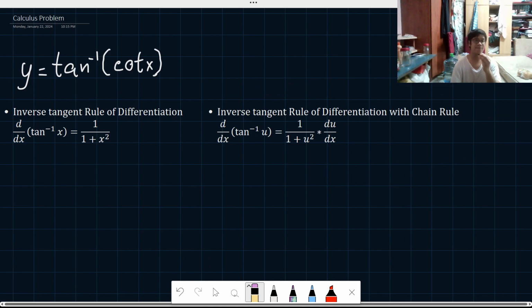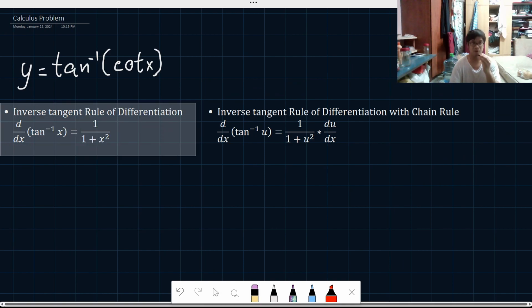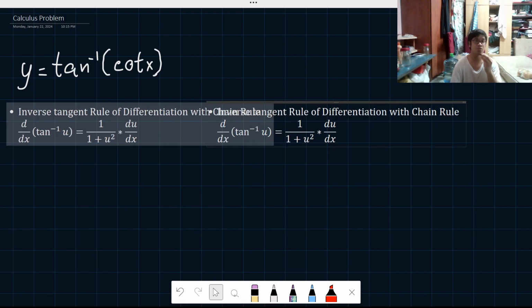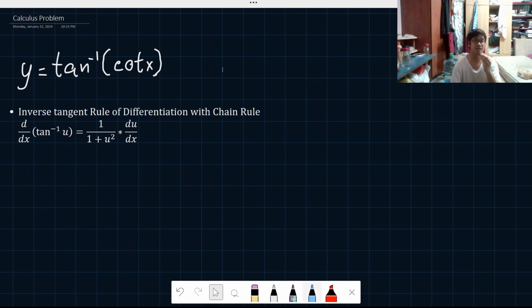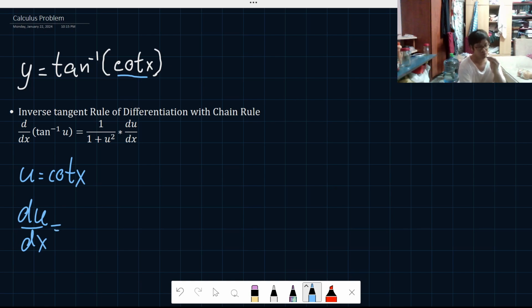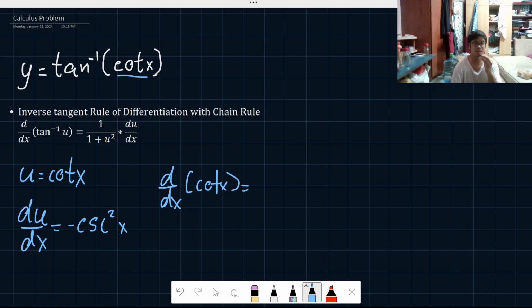What are we going to do? The first step is we must substitute u as the inside of inverse tangent. Since the inside of inverse tangent is cotangent, we will let u be cotangent x. Then after that, we will get its derivative. Let's find du all over dx. The derivative of cotangent x is negative cosecant squared x.